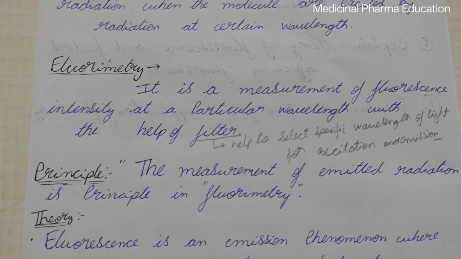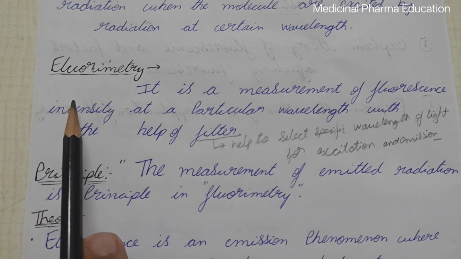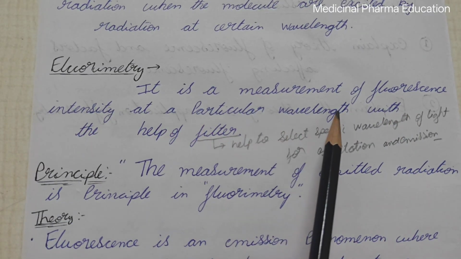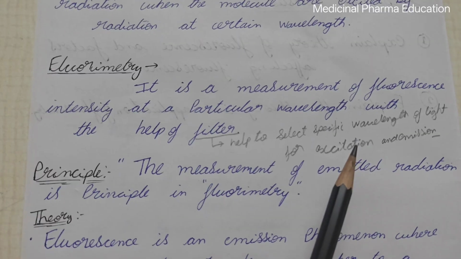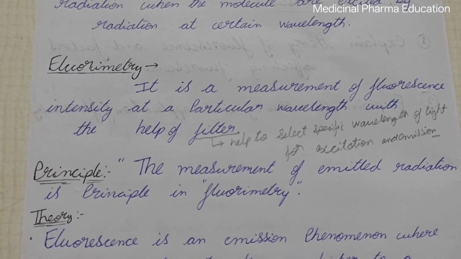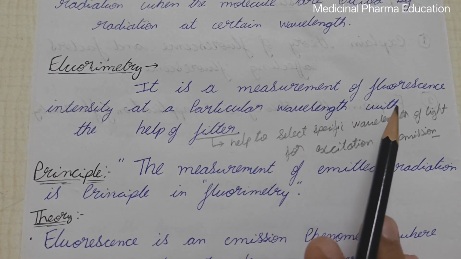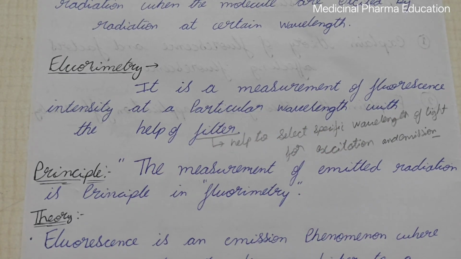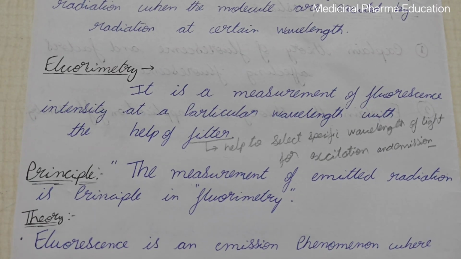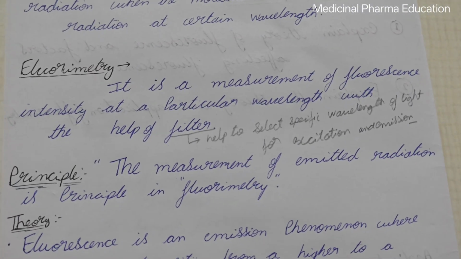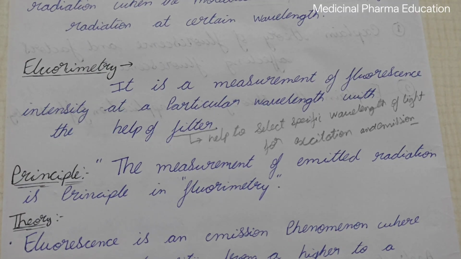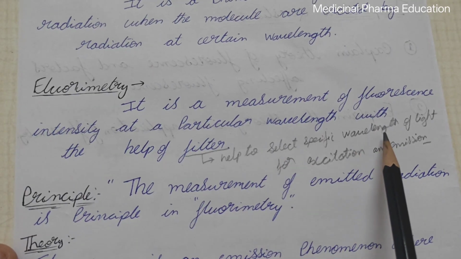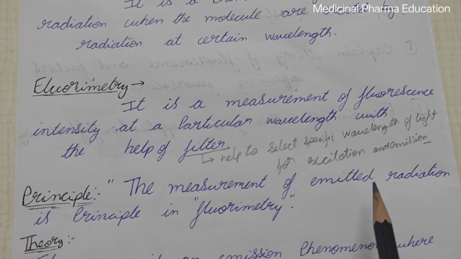Next, fluorometry. It is a measurement of fluorescence intensity at a particular wavelength with the help of filters. I already told you, fluorometry is a measurement of fluorescence intensity at a particular wavelength with the help of filters. The function of filters is very important from the exam point of view. Filters help in the selection of specific wavelengths of light for excitation and emission.